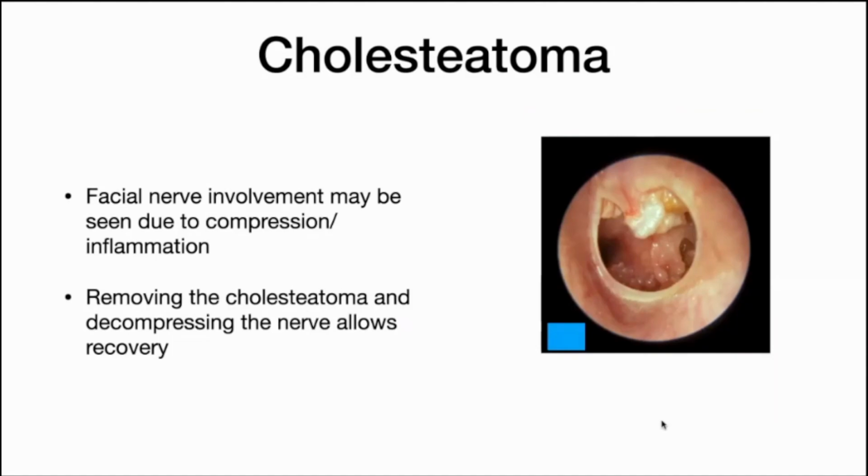Cholesteatoma, very common. Facial nerve involvement may be seen. It may be because of compression or because of inflammation of the nerve. The treatment lies again in doing a modified radical mastoidectomy or any mastoidectomy, removing the cholesteatoma and decompressing the nerve, which allows full recovery of the nerve.